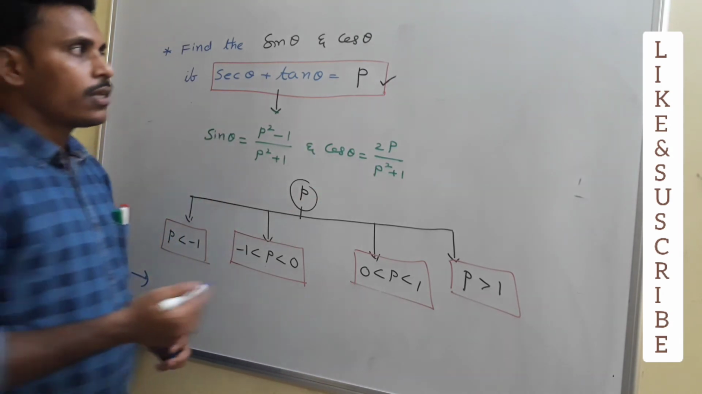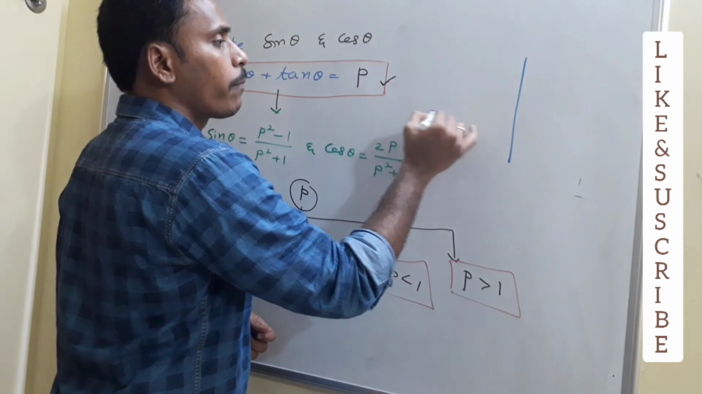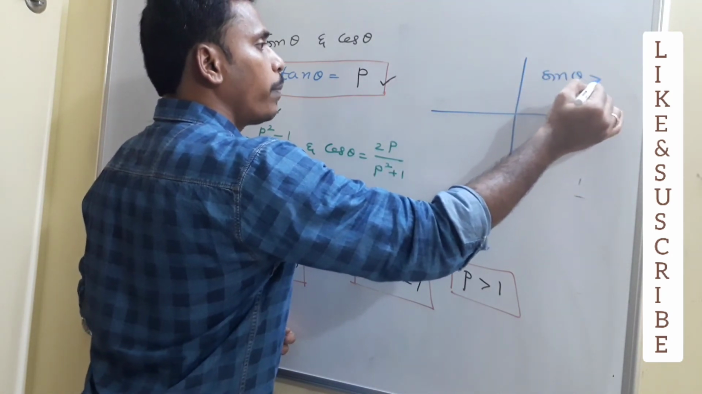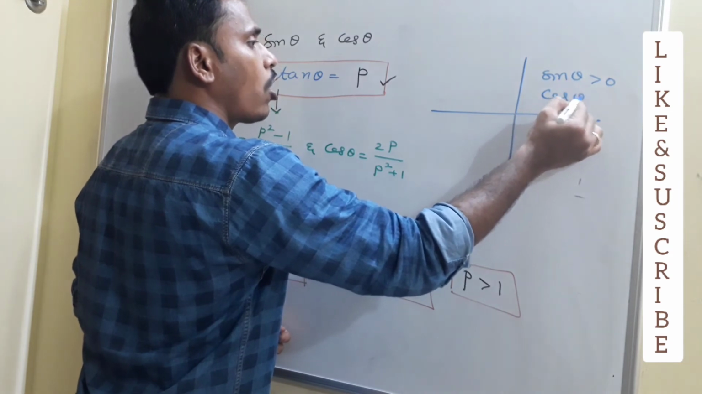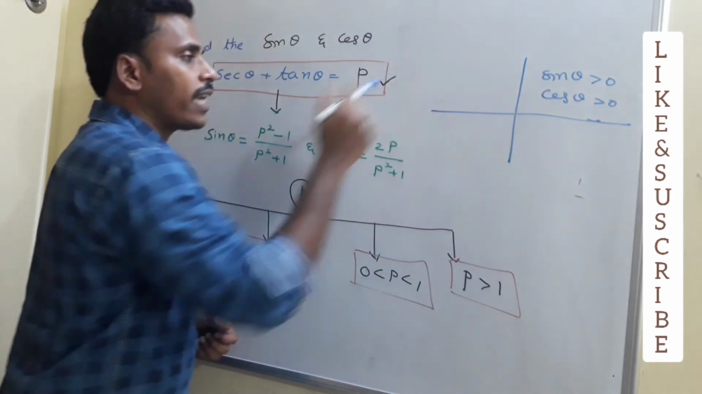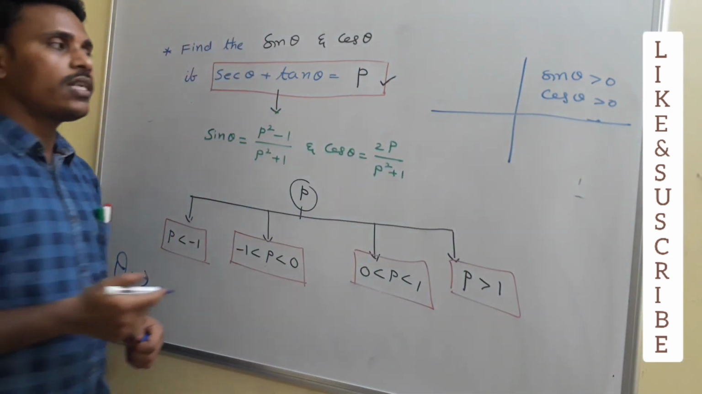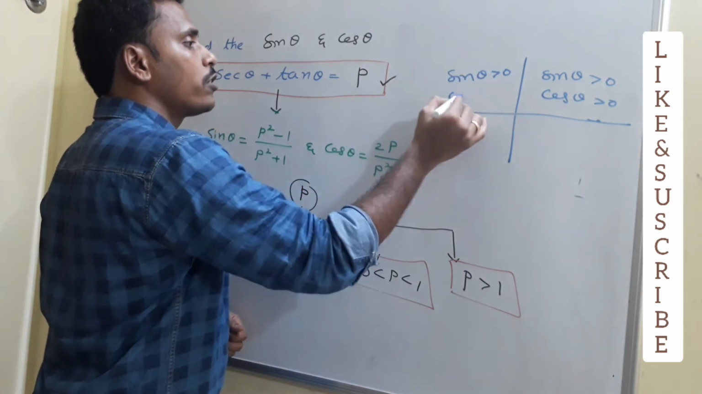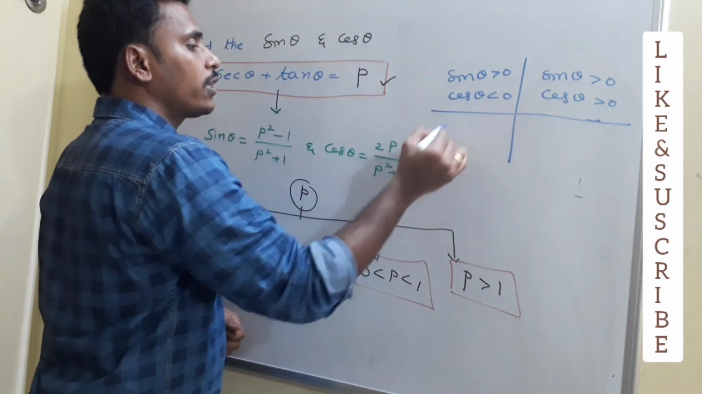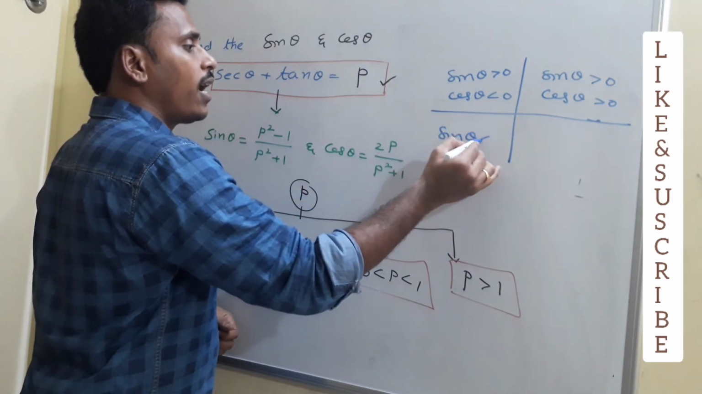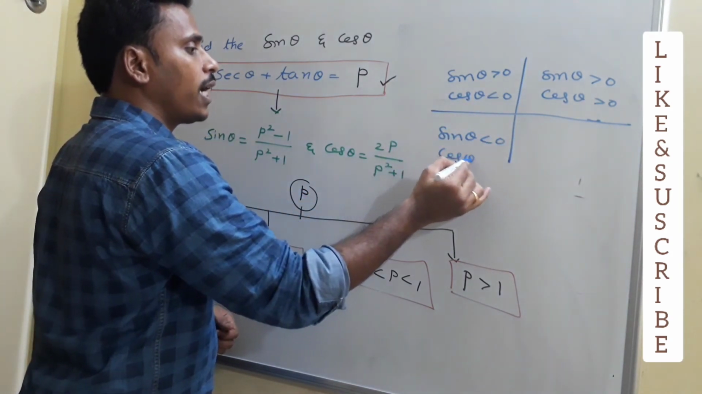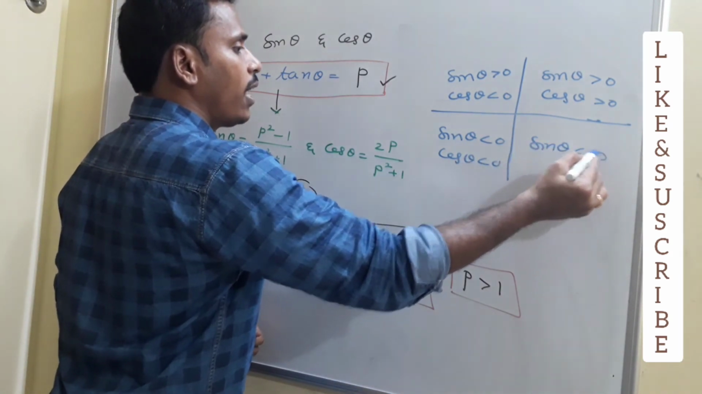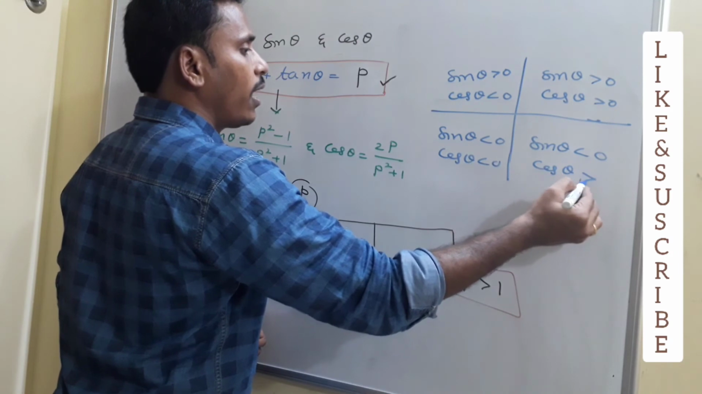Where does it happen? I am giving you here the quadrants. In the first quadrant, all trigonometric ratios are positive, specifically sin theta and cos theta are positive. In the second quadrant, sin and cosecant are positive, all the remaining are negative. That's why sin is positive and cos is negative. In the third quadrant, sin theta is negative, cos theta is also negative. In the fourth quadrant, sin theta is negative, cos theta is positive.